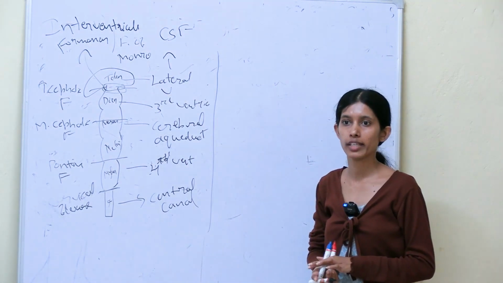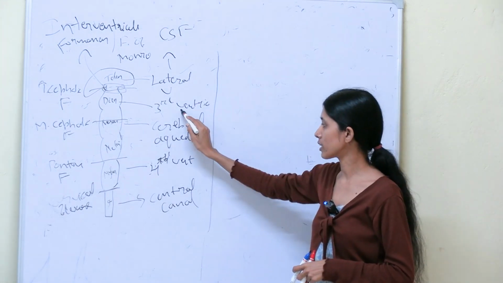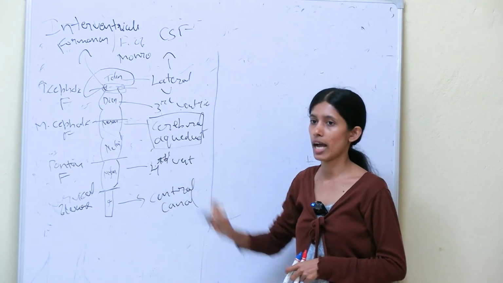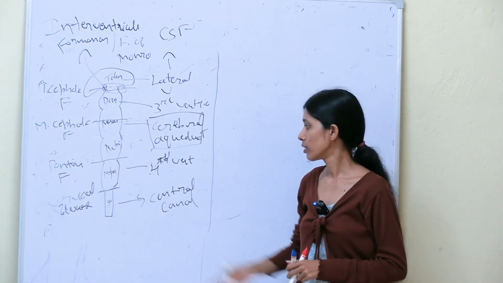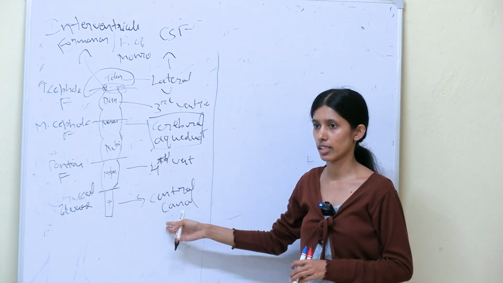Monro, M-O-N-R-O, foramen of Monro. Your third ventricle communicates with your fourth ventricle through the cerebral aqueduct. Okay. The last one is the fourth ventricle, it should communicate with your central canal.